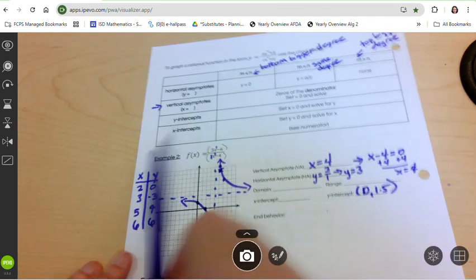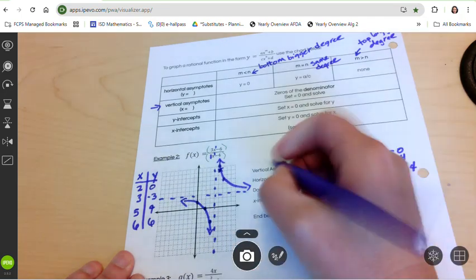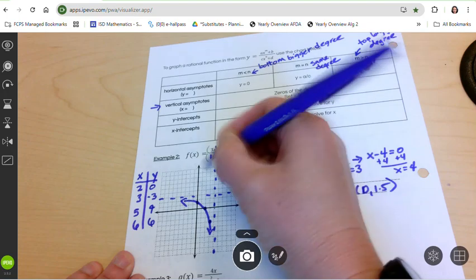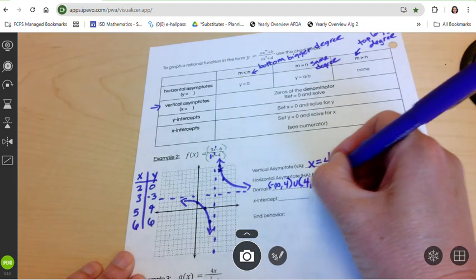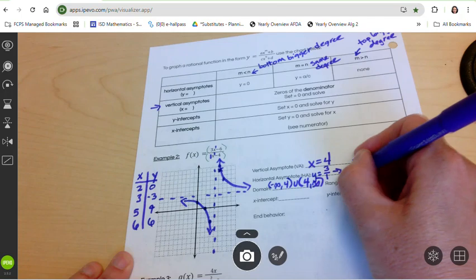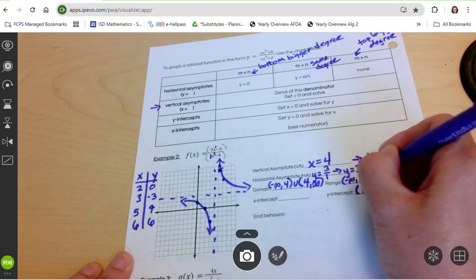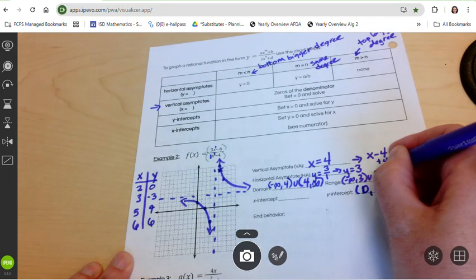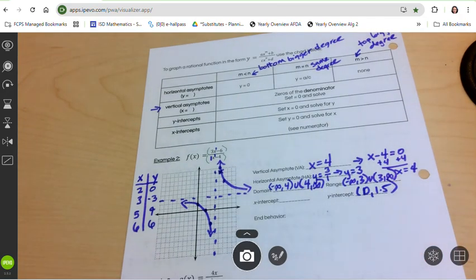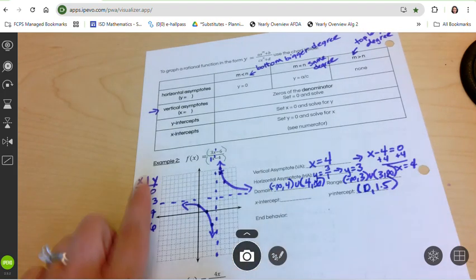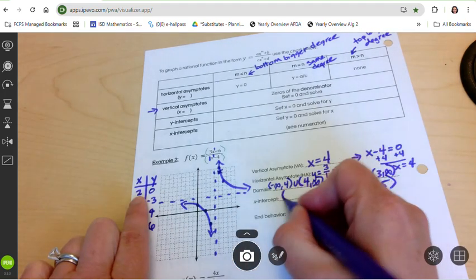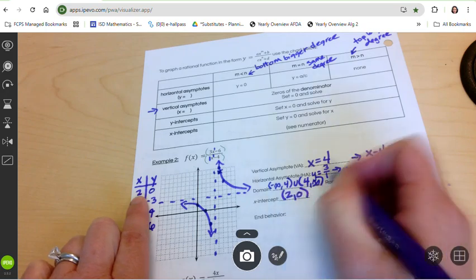All right, your domain is going to be negative infinity up to 4, and then also 4 to infinity. Your range is negative infinity up to 3, and then 3 to infinity. Your x-intercept was in your table of values. Remember where y is 0, x is 2? So you didn't have to do any work to find that.